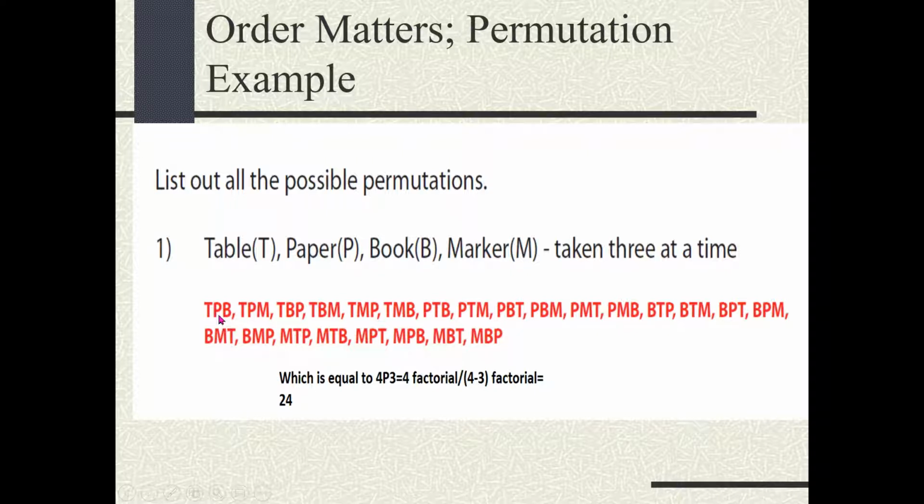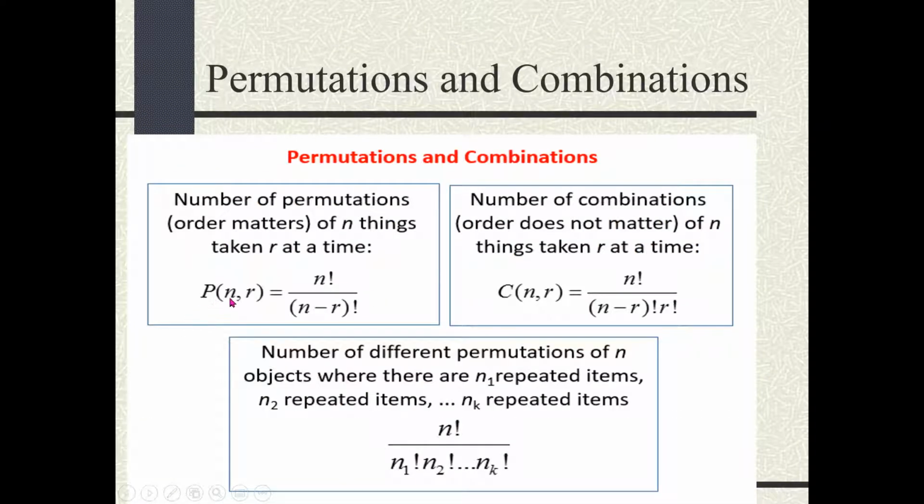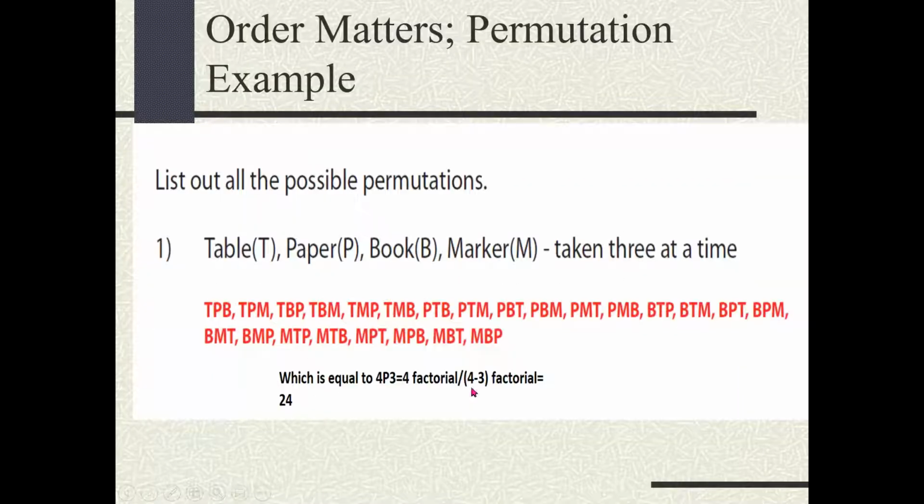So if order matters, and I have to count in how many ways I can select 3 things out of these 4 things, it will be equal to 4P3. 4P3 means 4 factorial divided by (4 minus 3) factorial. In the above example, n is 4 whereas r is 3. So 4 factorial divided by (4 minus 3) factorial comes out to be 24. So there are 24 different ways in which I can select 3 things out of these 4 things, and my assumption is that order matters.